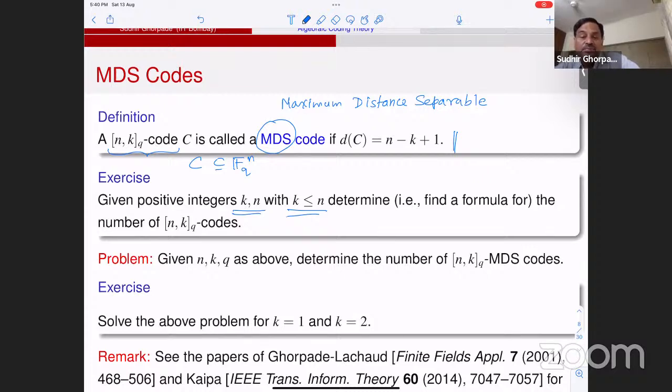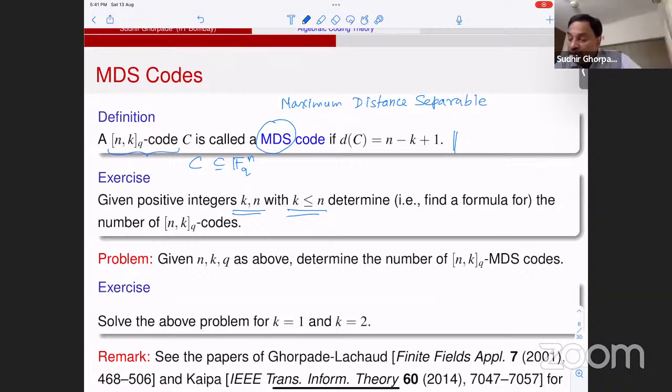Was there a question? Someone unmuted. Shanmuga, do you have some question? I think, Soumya, you can mute everybody, and they can unmute only if they want to ask questions. Okay, very good.